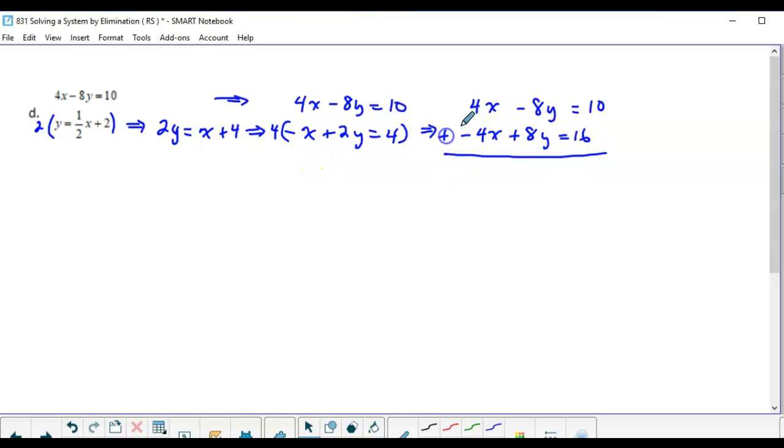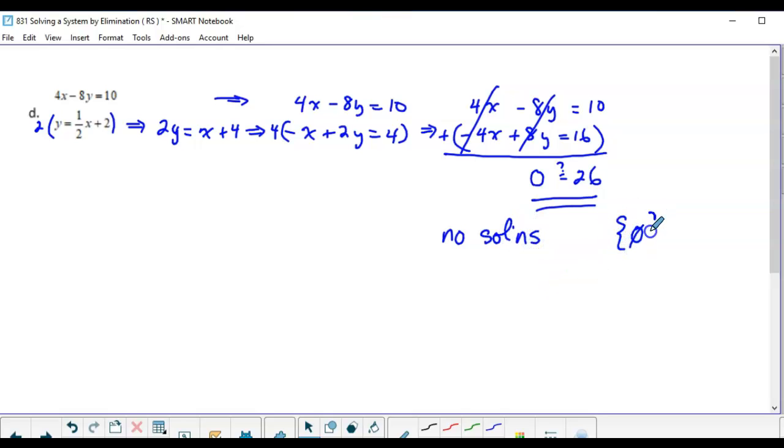This now, if I add these equations, the x's go away, the y's go away, I get 0 equals 26. Well, remember back from when we solved by substitution, if we got something like this, that's not possible, right? So that means there's no solutions to this. Okay, so you can show that like that if you want, or just state no solutions.